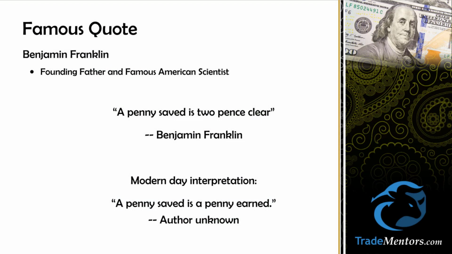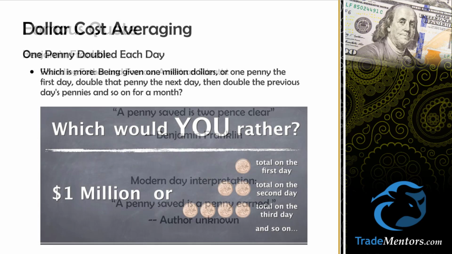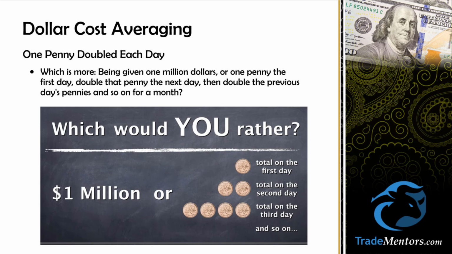We've all heard the famous quote, "A penny saved is 2 pence clear," right? That's actually a quote from Benjamin Franklin. Of course, the modern day version of this is "A penny saved is a penny earned." Now, you've all seen this penny doubling example, I'm sure, but this is a great illustration of what we're doing when we dollar cost average trade. It's the closest example I can think of to demonstrate what we're trying to accomplish.